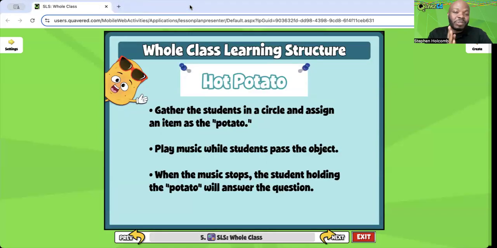This first social learning structure is going to be our hot potato approach. In this case, you're going to have the entire class in one large circle. As you gather the students in this circle, you're also going to assign an item as the potato. This can be a beanbag. It can be a nice stress ball that's, of course, not made out of hard materials. So you do want to pick something that's going to be safe to pass around your circle.